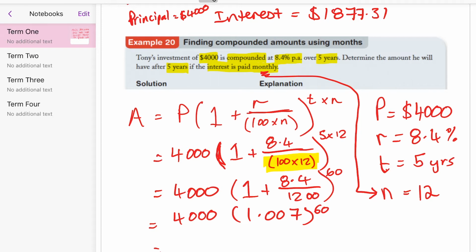So hopefully you put that all together on your calculator. 4,000 times 1.007 with the brackets to the power of 60. And you should get the answer of 6078.95. Remember, round to 2 decimal places because you're dealing with money. And that is the amount he will have after 5 years if his interest is compounded monthly at 8.4%.